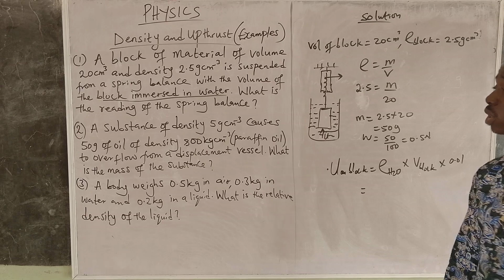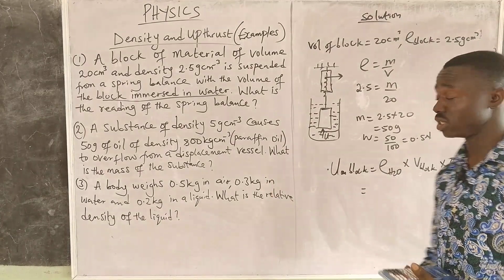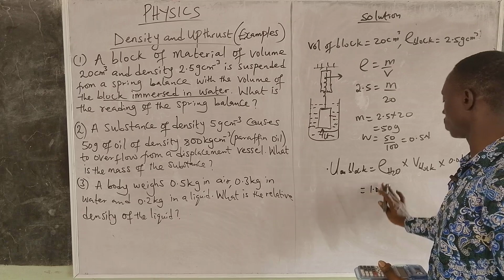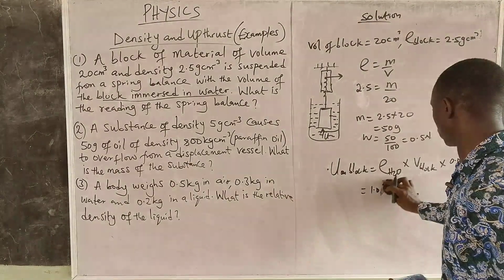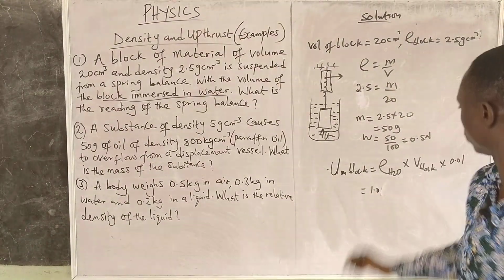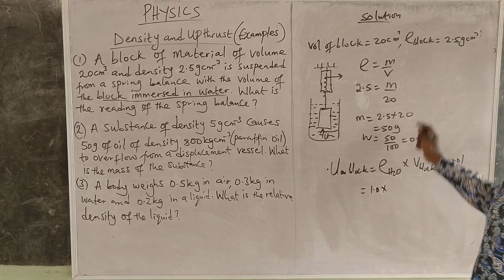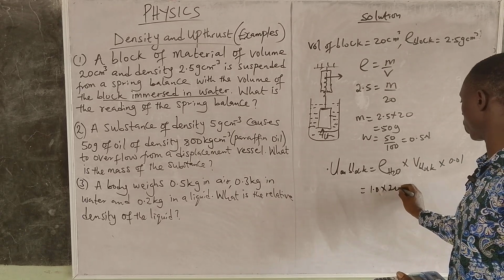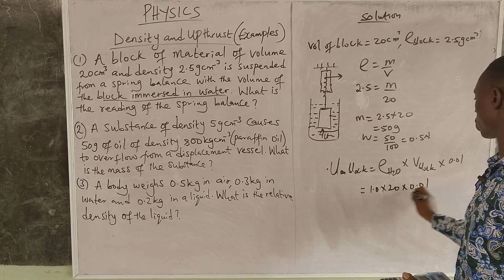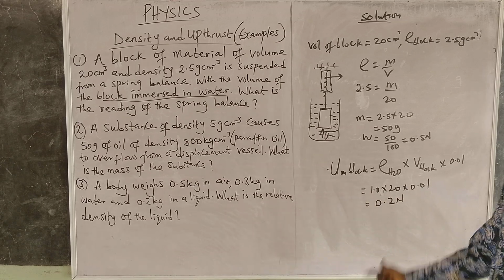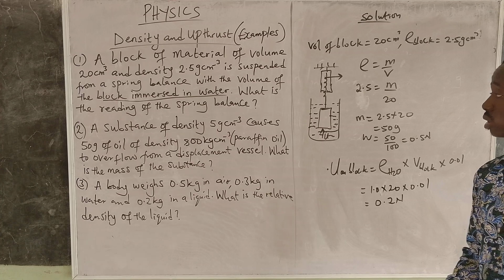So what's the density of water? Although we are not given, you should know that one offhand. The density of water is 1.0 gram per cm cube. I don't need to write the units, there's only writing the units. So 1.0 grams per cm cube, then times the volume of the block immersed, which is 20, then times 0.01. Therefore, we are going to have 0.2 Newton. So that is the upthrust on the block.